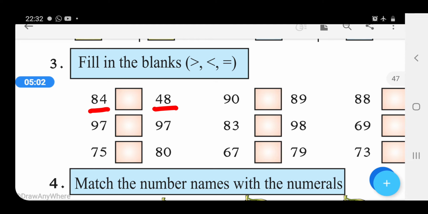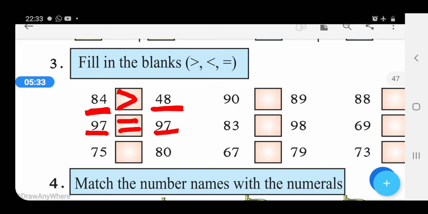Okay, and to fill this blank we will use the sign greater than, because the number 84 is greater than 48. Okay, and in the next example 97, 97, and here we will use the sign of equal to, because both the numbers are same.